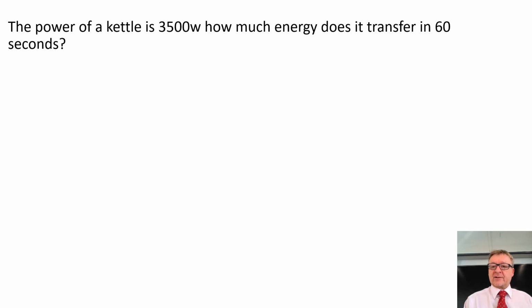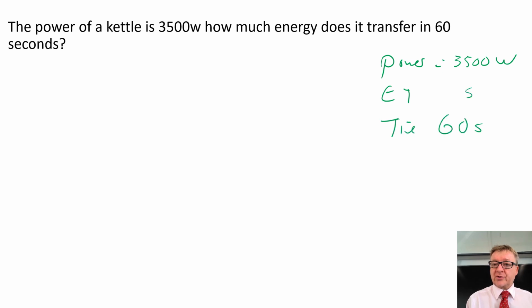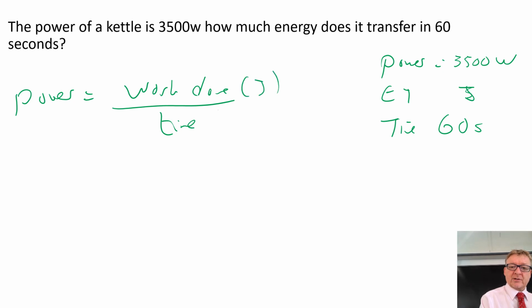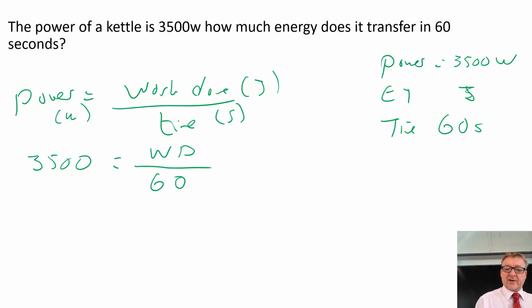The power of a kettle is 3,500, so power equals 3,500 watts. How much energy transfer in time 60 seconds, so it's got to be in joules. So my equation is power equals work done divided by time. Okay, that's in joules, that's in seconds, that's in watts. Substitute in 3,500 is my power. I don't know my work done, so I'm just going to put WD divided by 60. Because it's divide on this side, times on the other, so it becomes 3,500 times 60 equals work done.